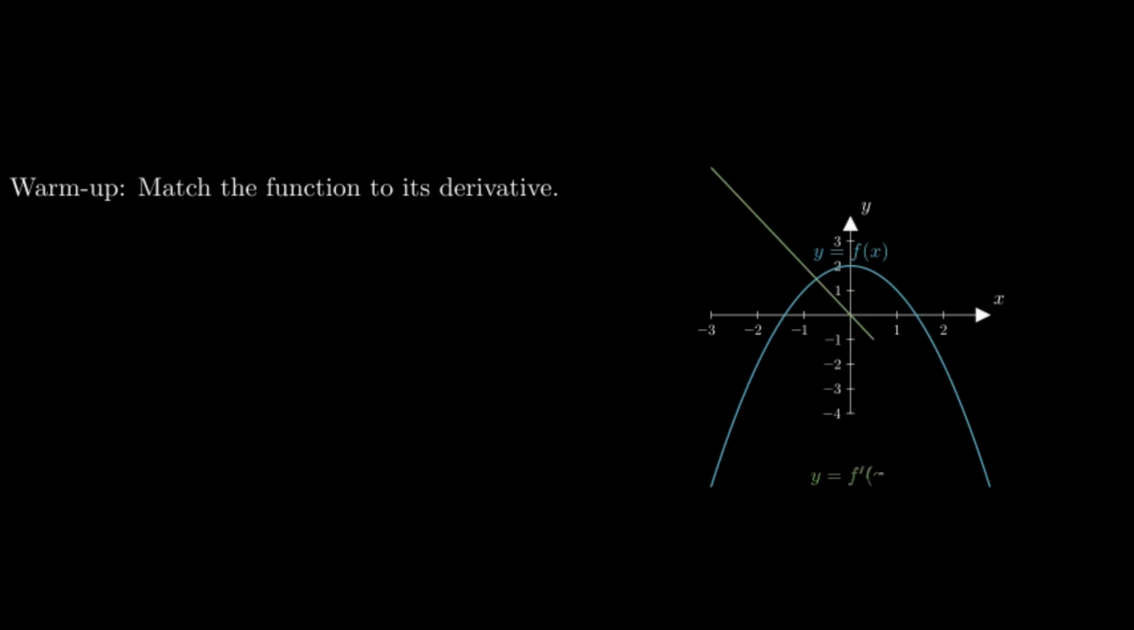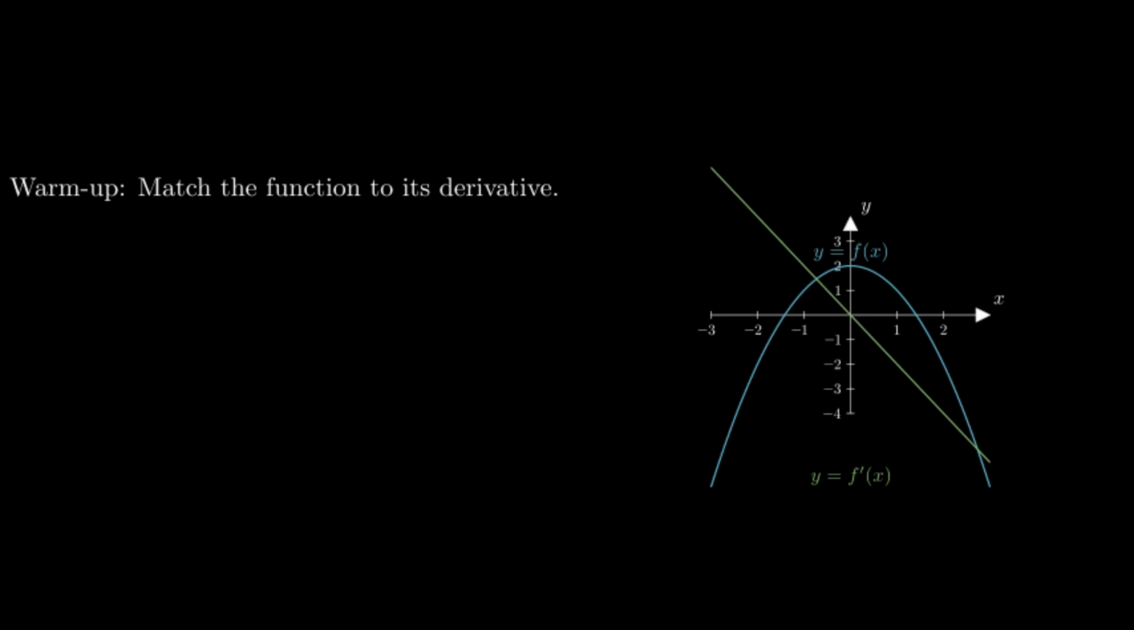On the board, we have two graphs. One is a function, which we'll call f of x, and the other is its derivative, f prime of x. Your task is to figure out which is which. Let's look at these two graphs. One is a downward opening parabola, and the other is a straight decreasing line. Take a moment to think. Which one is the original function, and which is its derivative?